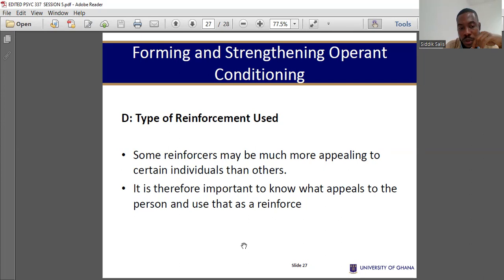Type of reinforcement used. Some reinforcers may be much more appealing to certain individuals than others. Sometimes when we want to gift someone something, we know that if I give this person 50 Ghana cedis, they will not appreciate it. But there is something this person may love to have, but because of a busy schedule or something, the person has not been able to get that thing or know where to go and get it. So you go and get that thing and you reward the person with it. The person will be happier than if you gave 50 Ghana cedis. You understand? So you need to look at the type.